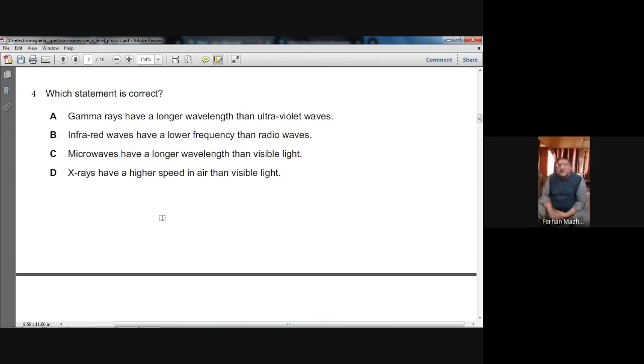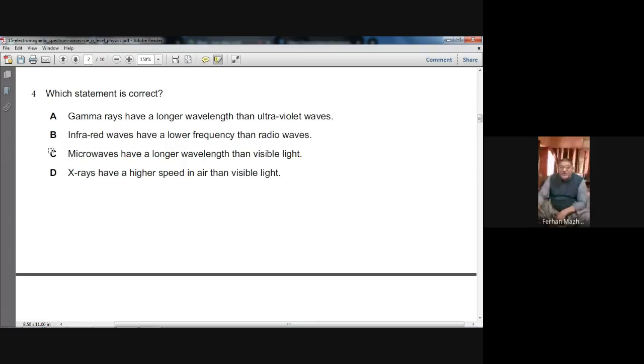Which statement is correct? Gamma rays have a longer wavelength than the ultraviolet wave. That's wrong. Infrared waves have a lower frequency than the radio waves. That is also wrong. If you remember that list, Ronald McDonald is very ugly except Gary. Microwaves have a longer wavelength than visible light. That is right. The C is right. X-rays have a higher speed in air than the visible light. That is wrong. They all have the same speed in the air. So C looks the best answer.